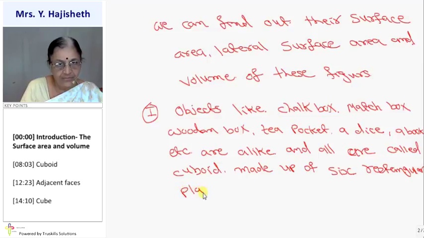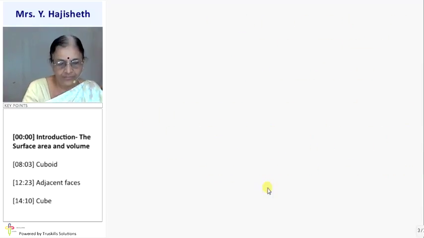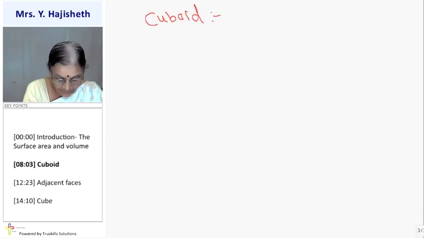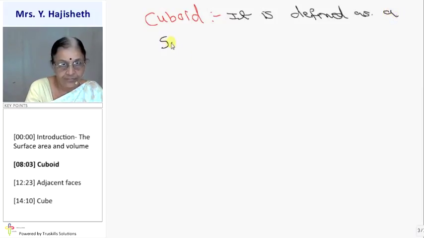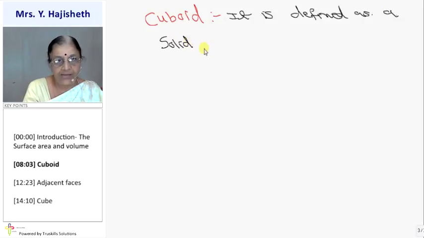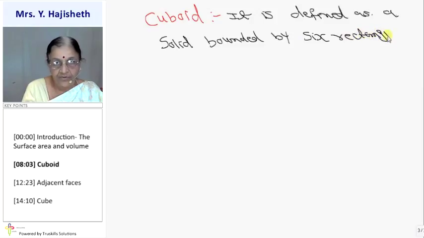In the matchbox, see how many surfaces there are, how many rectangular plane surfaces: top and bottom 2, sides 2, and front and back 2. Clear? 6 rectangular plane figures. So how can I define a cuboid? A cuboid is defined as a solid bounded by six rectangular plane regions.